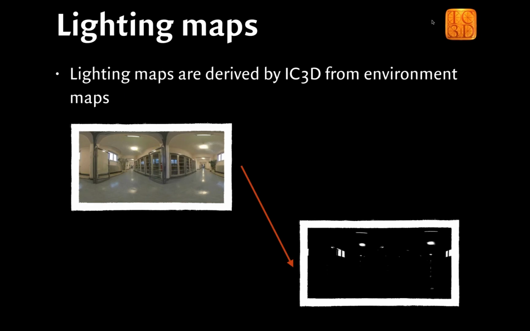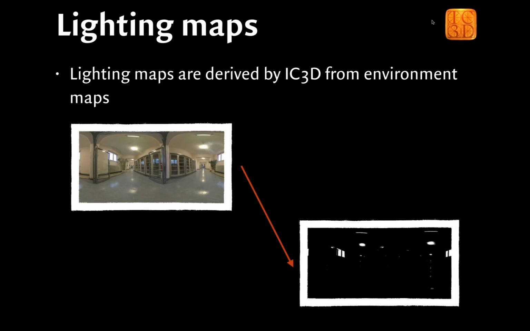Now, there's a difference between environment maps and lighting maps, and it's an important one. On the left-hand side here, what you see is an environment map. This is one of those pictures. If I go back one slide, you can see it's a spherical map. It's the one we have in the center. So that's a spherical map that represents the inside of a building.